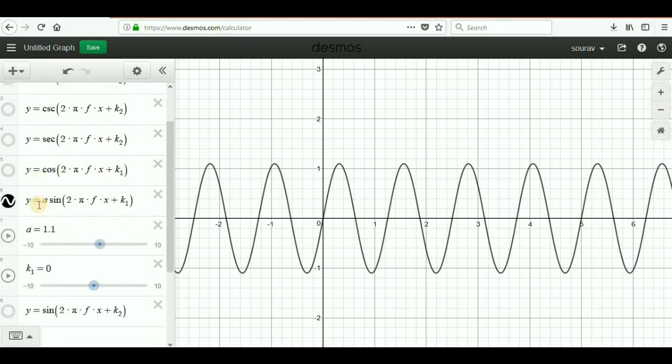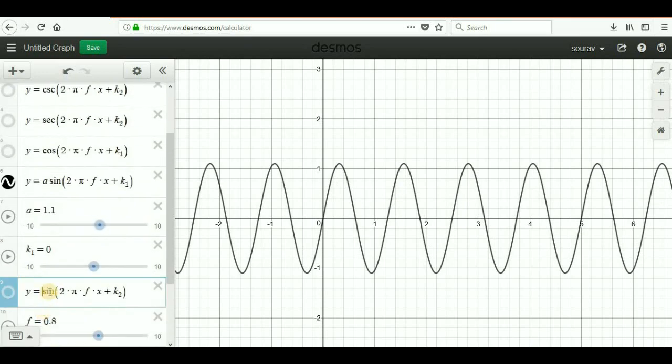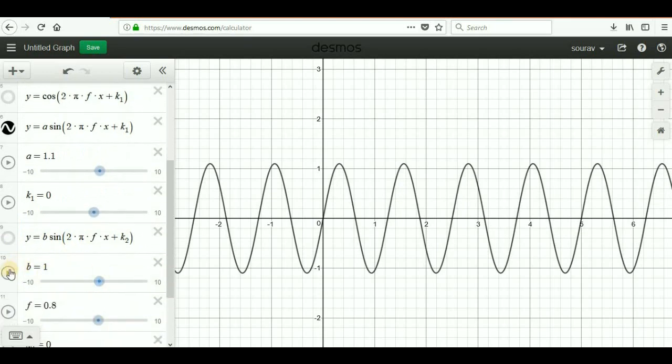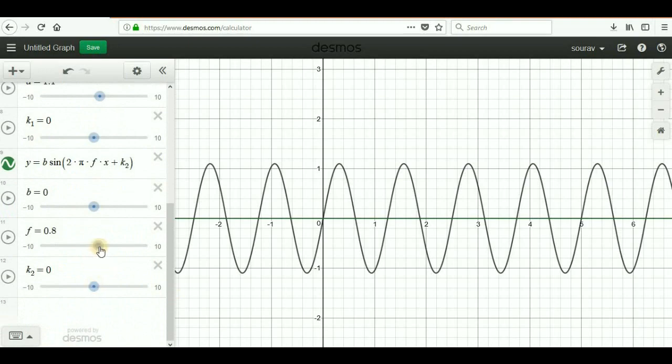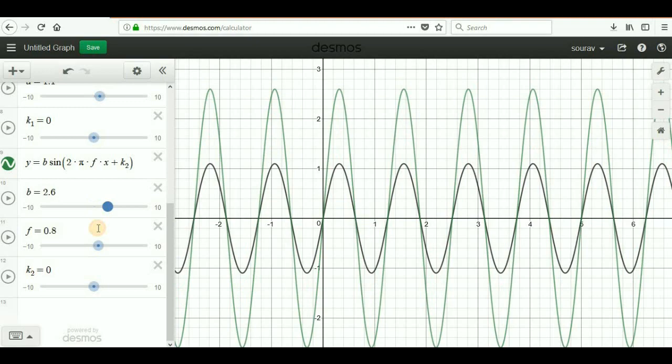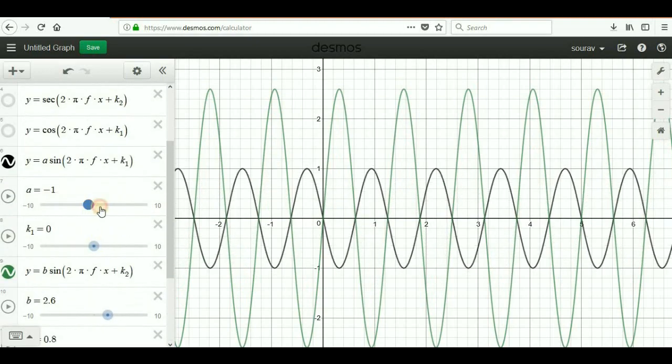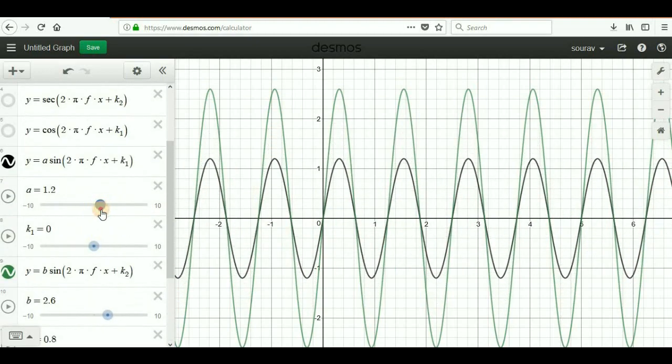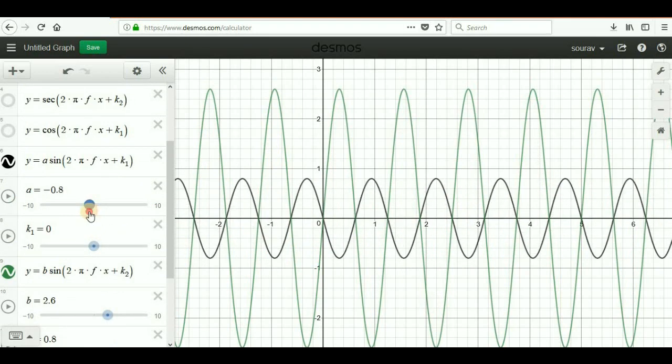Now if we have another sine function, we can compare B. So we have B, and they have a phase difference. Okay, so if we change B, as you can see, the amplitude is changing, right? And it's going to flip to the opposite side if we take it to the minus.